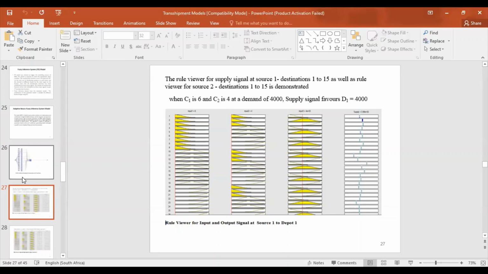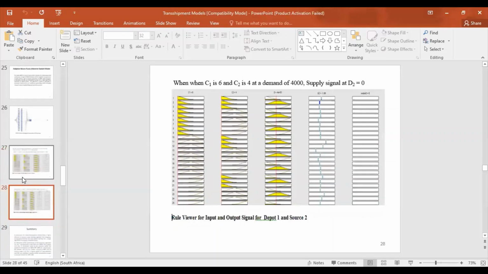There's a rule viewer for the supply signal from source to destinations. After loading the data sets, we got a rule viewer on the ANFIS model that shows the input variables. So by performing sensitivity analysis, we can check what the output solution will look like based on the architecture we're looking at here, for the different input variables to the output variables. Any change we make using cost as an input variable and demand as an input variable, we'll be able to confirm what the output solution and result will look like.